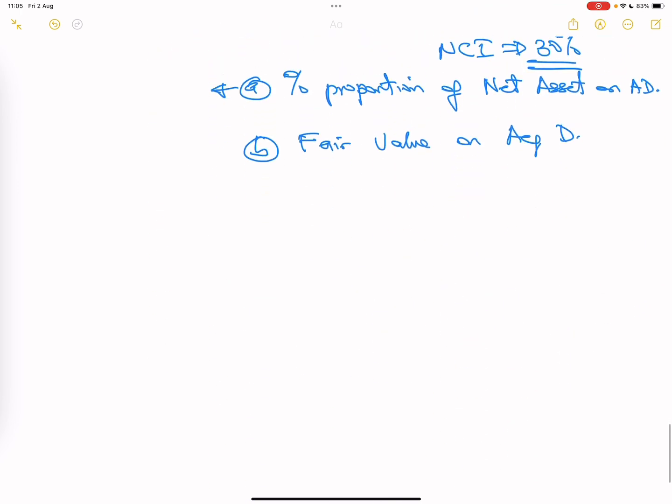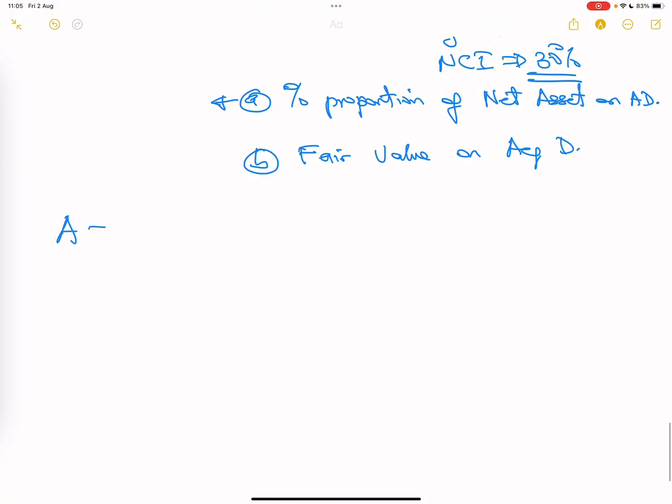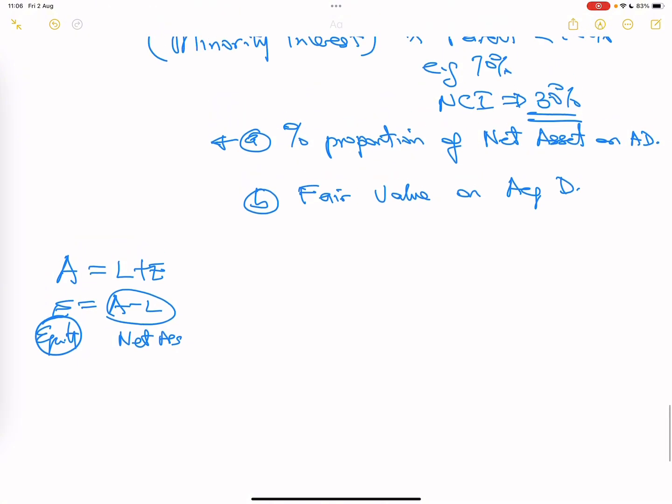Remember your equation, when you say asset equals liability plus equity. And what is equity? Equity is asset minus liability. This is your net asset, and this is your equity. So it's the same thing. So if they say percentage proportion of net asset, then you just calculate 30% of that.